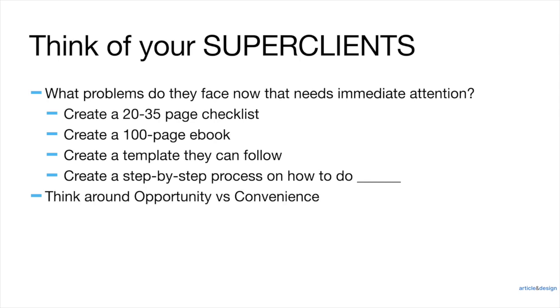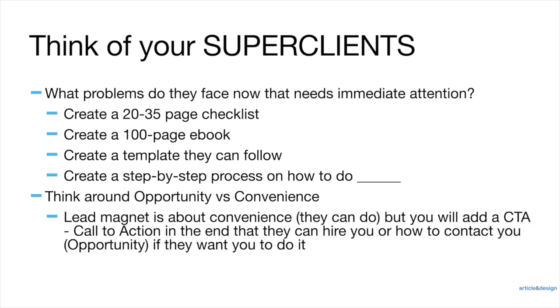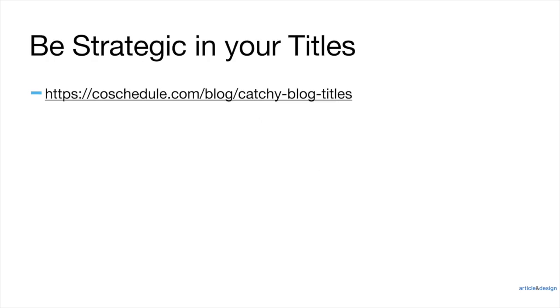Okay? Think around the opportunity versus convenience na sinasabi ko. Remember, this is in step 9. I discussed this to you. All right, the positioning strategies. You think around opportunity versus convenience. On how you can do it in lead magnets, you can think about convenience. This lead magnet is something that your client can actually do. But you will inject something inside your lead magnet, a call to action, that in the end they will realize that, okay, I could actually hire this freelancer. If I wanted an advanced way to do this, and that will be your opportunity. So you have to be strategic as well in your titles.